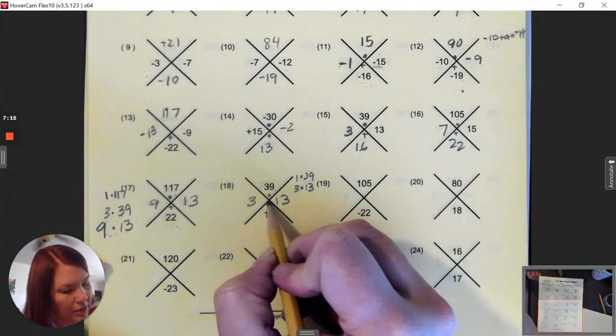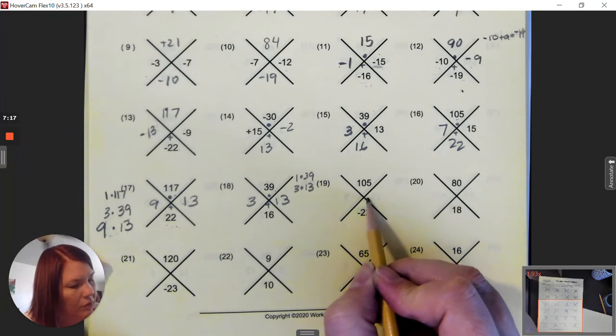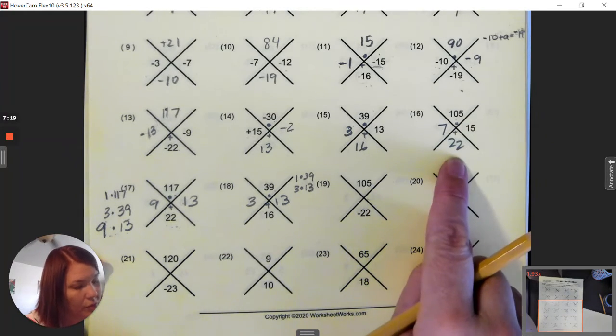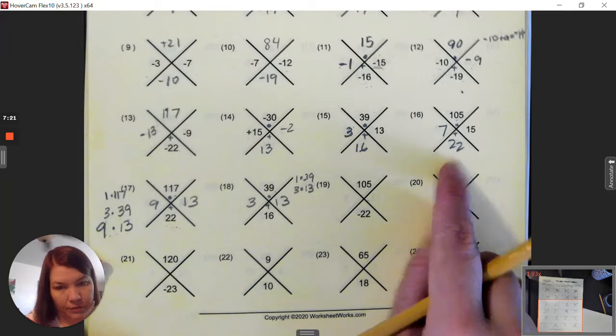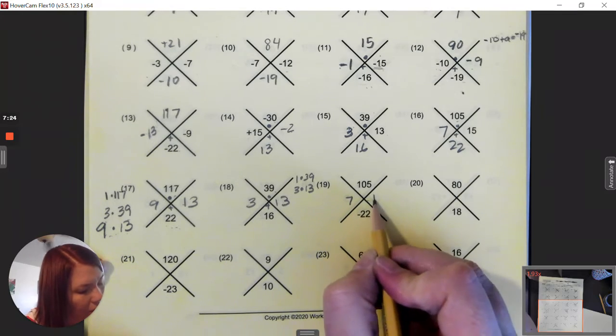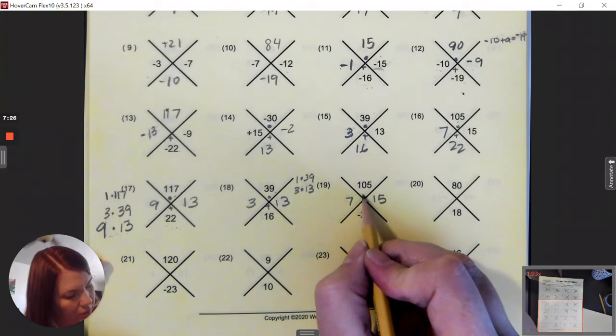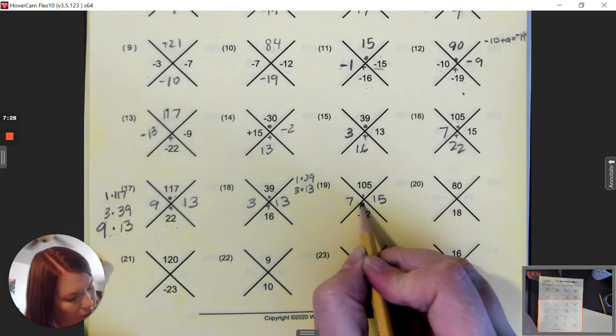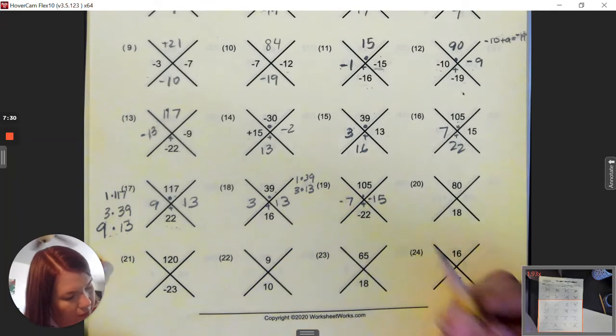So 105, I'm looking back. Oh, there was 105. And look, 22. How helpful. So 7 and 15, based on this one, but it's a negative 22, which makes them both negative. Okay. 80 and 18.